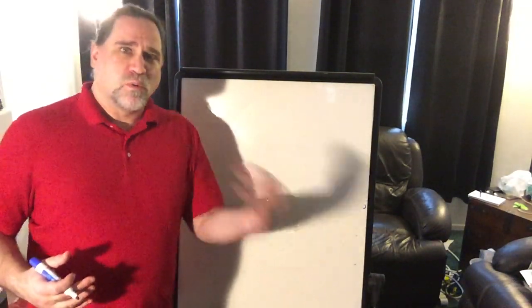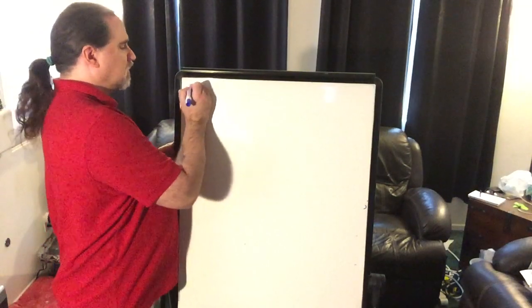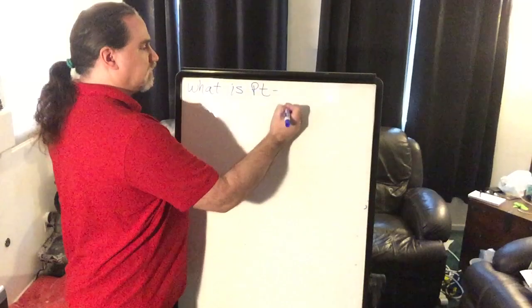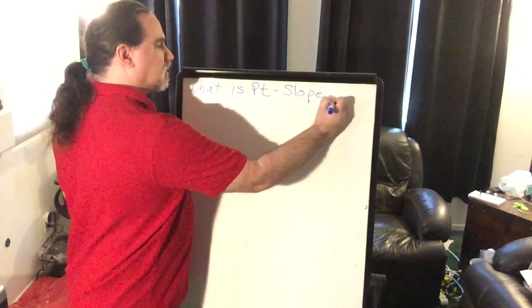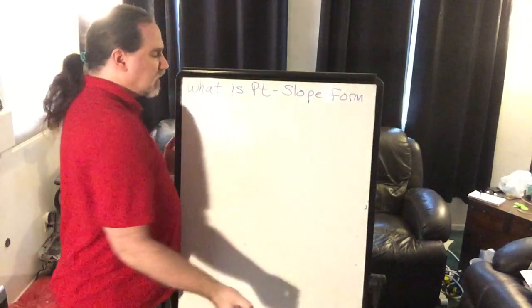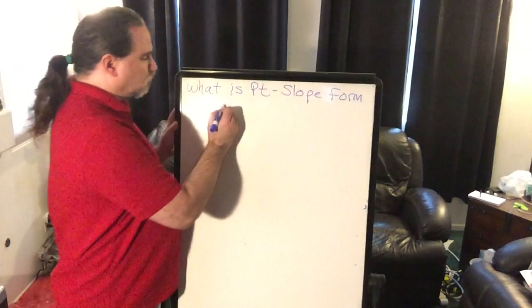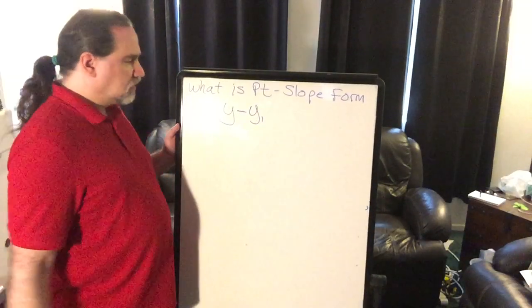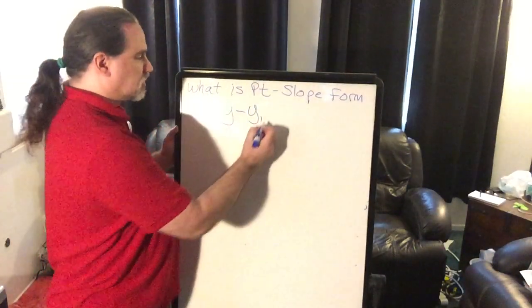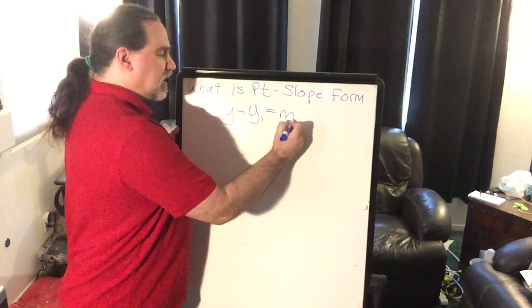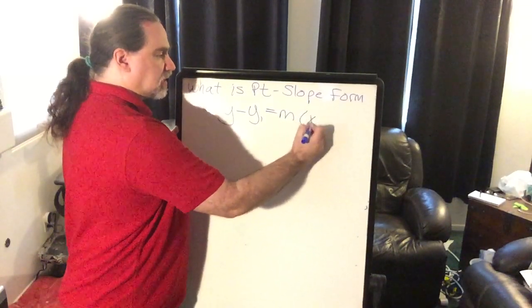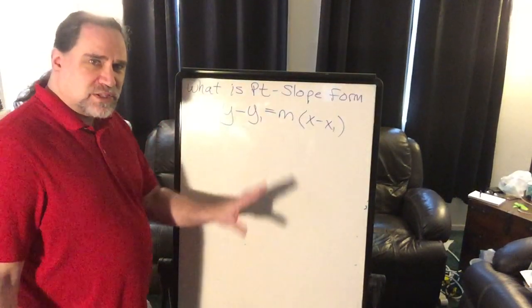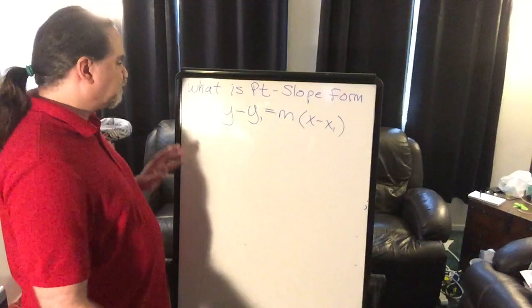So let's look at, well, what is point-slope form? So we'll start with that question. What is point, abbreviated PT, slope form? And here's how it looks. It's y minus y1 equals m times, parentheses, x minus x1. Okay, so let's break this all down so we know what all these pieces represent.